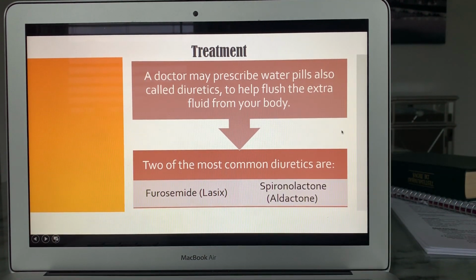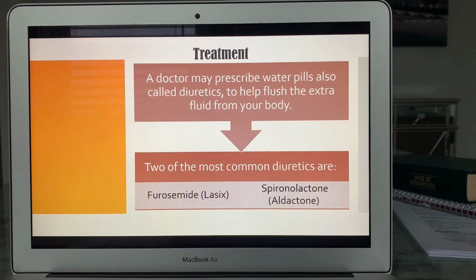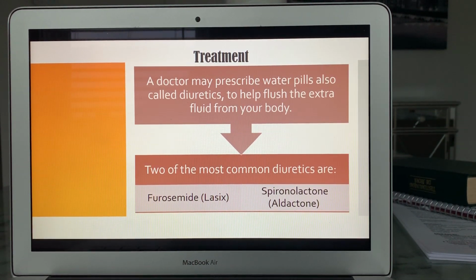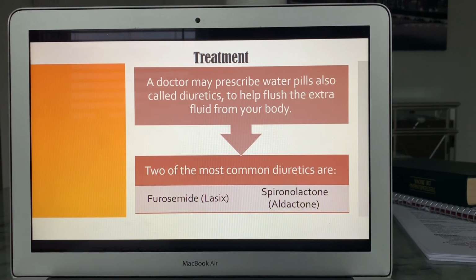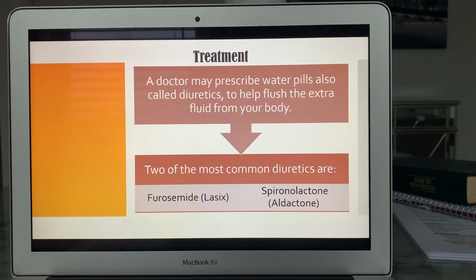Treatment. Depending on the cause of ascites, treatment will vary. If cirrhosis is the cause, a doctor may prescribe water pills, which are also called diuretics, to help flush the extra fluids from the body. In severe cases, a liver transplant is necessary.